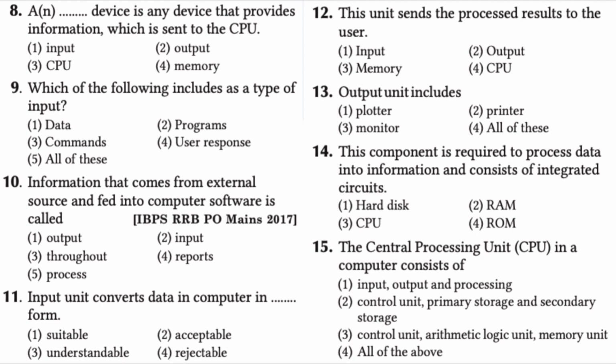And finally, question 15. The Central Processing Unit, CPU, in a computer consists of. Here the correct answer is 3. Control unit, arithmetic logic unit, memory unit. The CPU consists of these essential components, working together to process instructions, perform calculations, and manage memory.